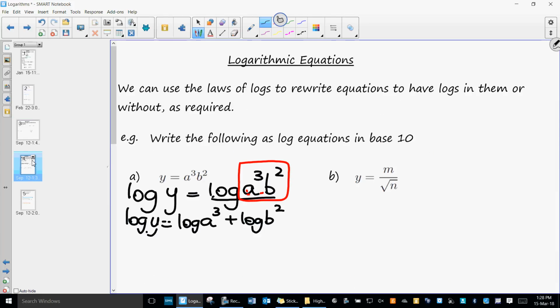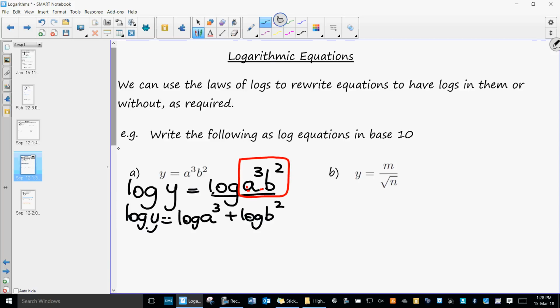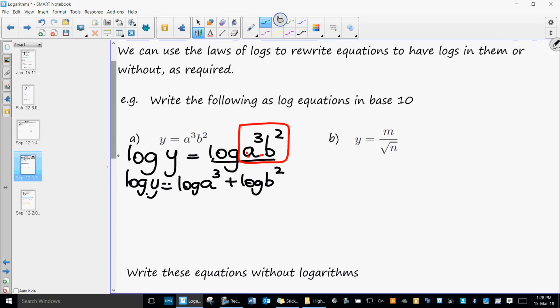Okay, you all happy with that now? Yeah, I'm with you. Excellent. Now, what do we do now? You said something before. We take the 3 and the 2 and put them to the front so they can get multiplied. Right. So we would have log y equals 3 log a plus 2 log b.